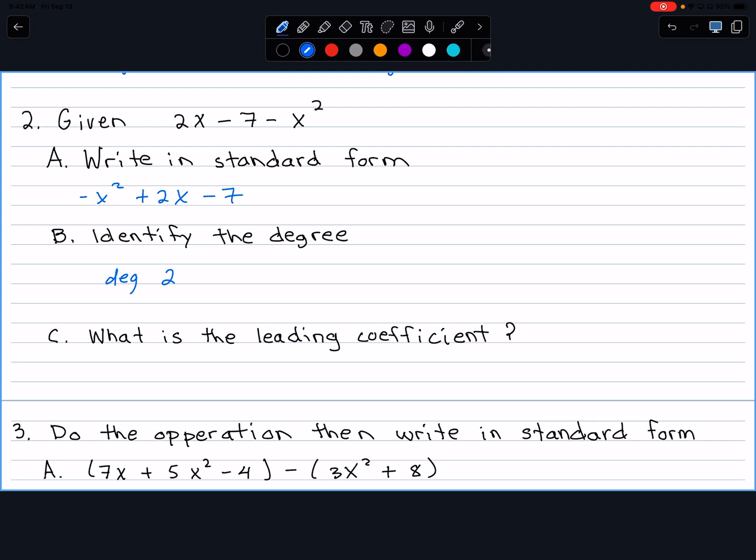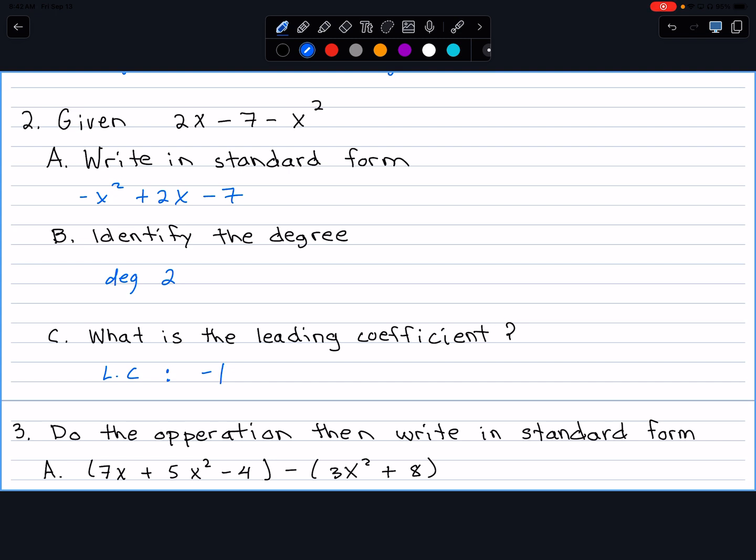And then finally, it asks for what is the leading coefficient. You look at your highest degree monomial. So if it's not in standard form, we're going to look at that. But because we did write in standard form, we can look at this, and we write down the number in front of the variable. So in this case, our leading coefficient is negative 1. In regards to number 2, do you have any questions?